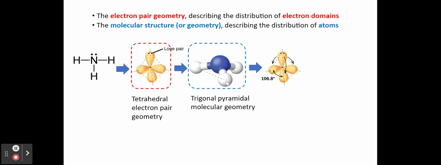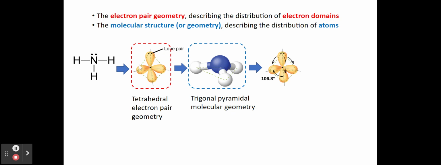And we would call this the molecular geometry. We've got 3 things coming off the central atom, so we would use the prefix tri. And because we have this lone pair of electrons here, it's going to make this molecule look more pyramid shaped. So this is called trigonal pyramidal for its molecular geometry.